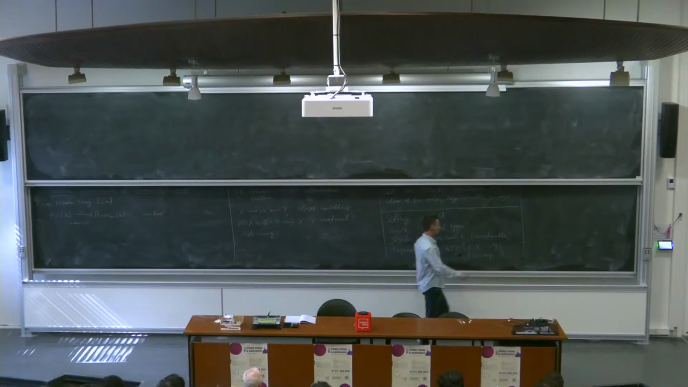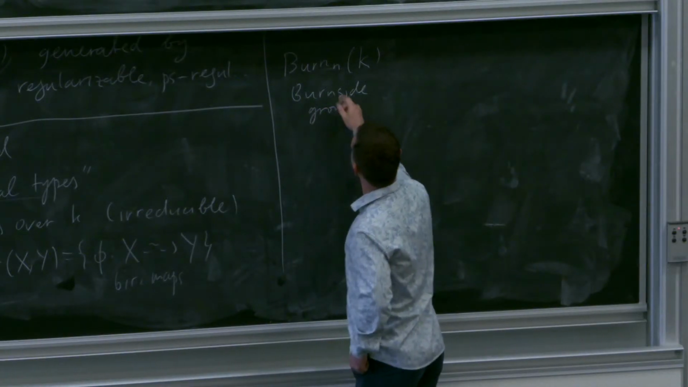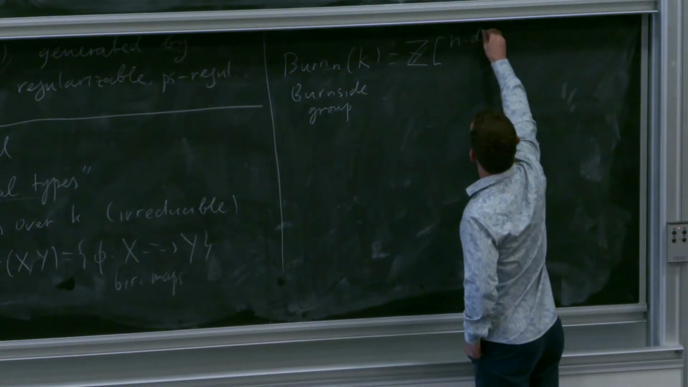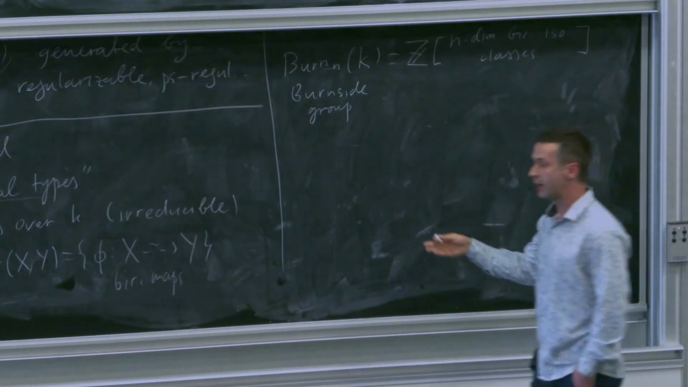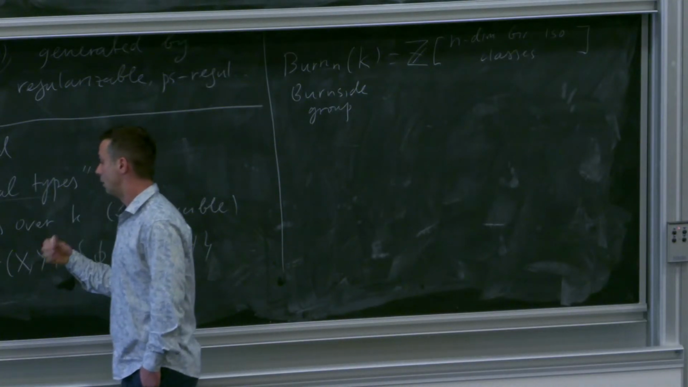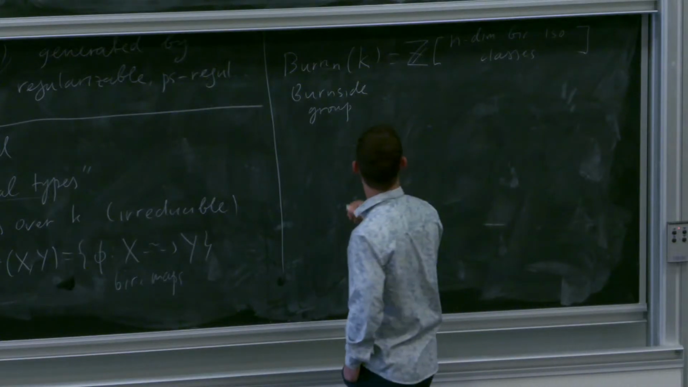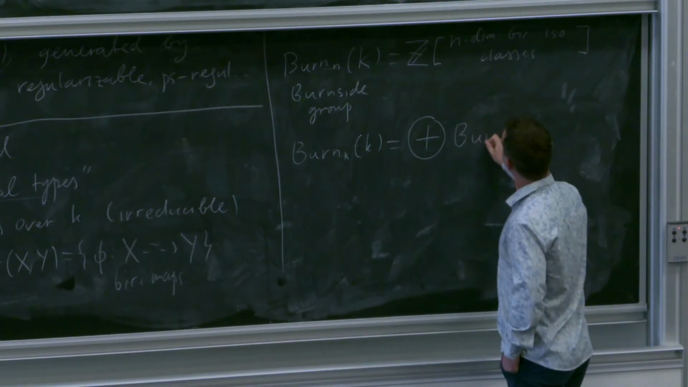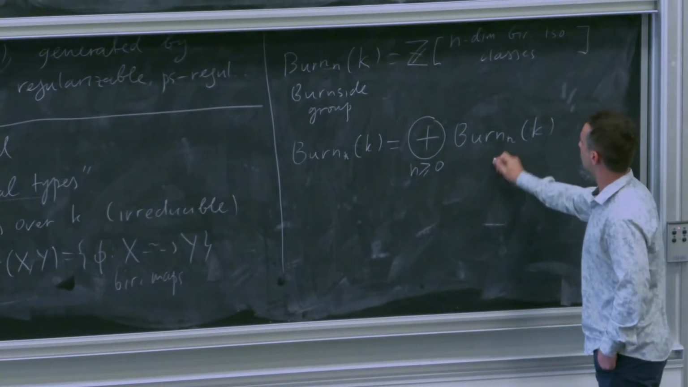Following Kontsevich and Tschinkel, we can look at the Burnside group. The nth Burnside group is the free abelian group on n-dimensional birational isomorphism classes. So I have a category, and I can look at the set of isomorphism classes of objects. In particular, we can look at one dimension at a time. We can also look at the whole thing, which is the direct sum of all these groups over all dimensions. This is a group, the Burnside ring of Kontsevich and Tschinkel.